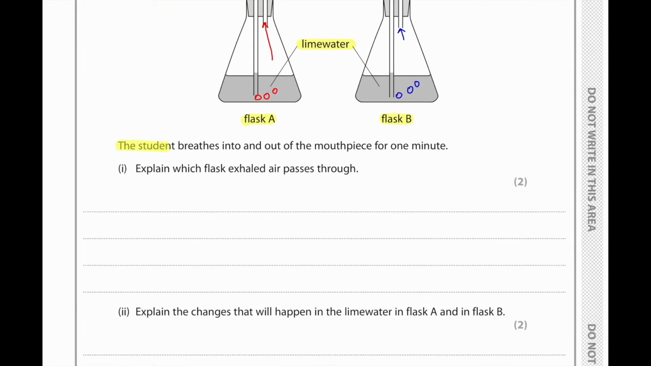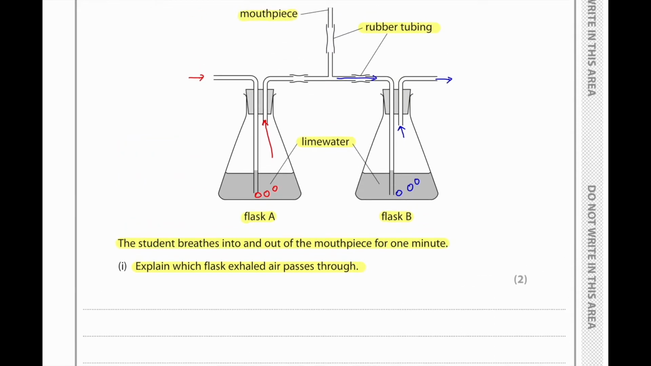The student breathes into and out of the mouthpiece for 1 minute. Explain which flask exhaled air passes through. So exhaled air will be passing through flask B, as we have already gone through it, because the mouthpiece is connected to the long tube which is in flask B.